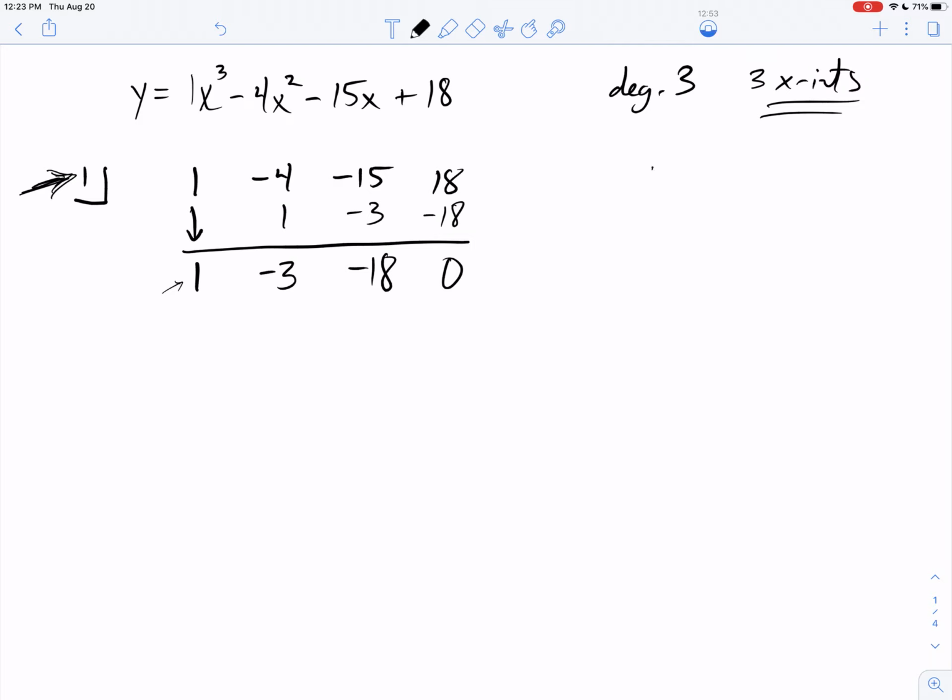Why it works, all the special tricks will be revealed as we go through. But I'm just trying to show you that synthetic division itself is really not difficult to do. It's multiplying and adding, and then you get to the end. I have an x-intercept at 1. This is a third-degree polynomial, so I have 2 more to find. How do I find 2 more?